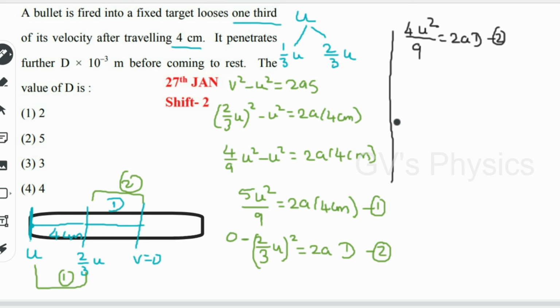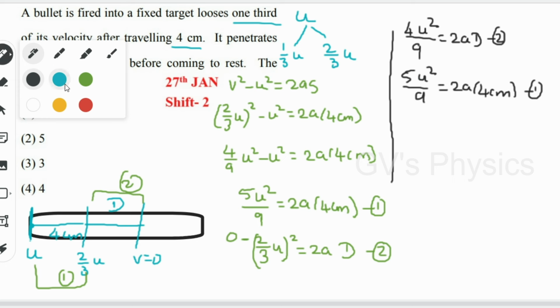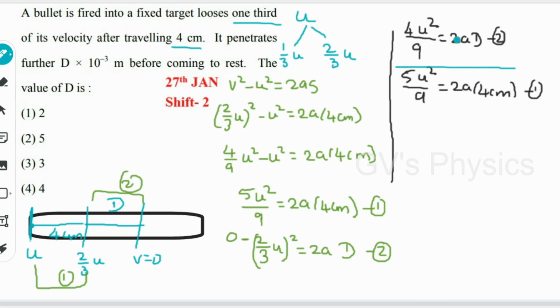And we'll substitute the first equation. 5u square by 9 is equal to 2a into 4 centimeter. This is equation number 1. So I'm going to divide these two. If you take the ratio, 2a will get cancelled, 9 u square will get cancelled. If you cross multiply, 4 fours are 16, so 16 centimeter by 5 is equal to d. So 16 by 5 is 3.2 centimeter.